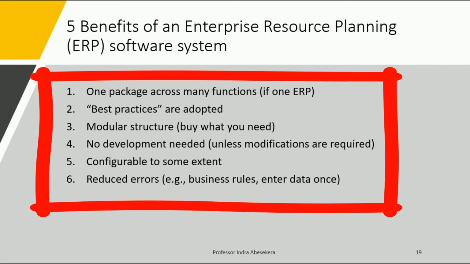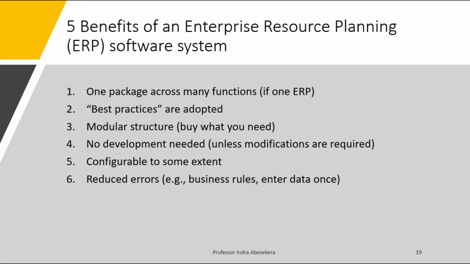And the fourth, no development is required because this ERP software you can buy off the shelf. Fifth is it is configurable to some extent depending on the unique requirements of the enterprise. And sixth is ERP software can reduce errors because it reviews business rules consistently and enters data only once. So once data is entered in one functional area, then ERP will have access to this data and can share this data with relevant parties and other functional areas as required without re-entering that data and reducing errors.